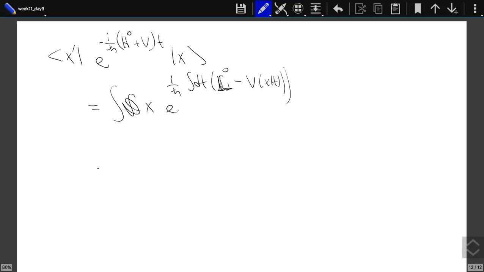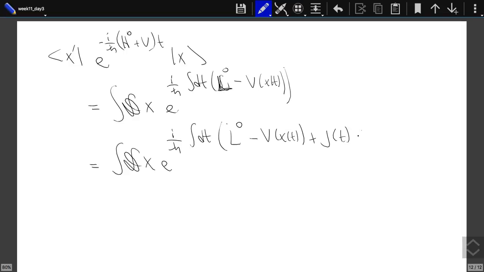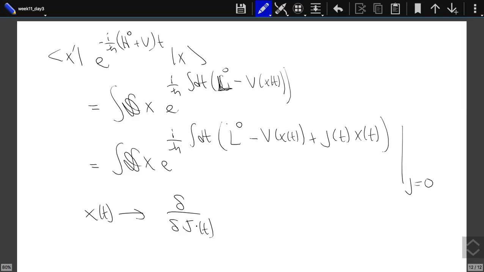Now let's say this will be equal to the integral dx e to the power i over h bar integral dt, L0 minus V of x of t. Let's add j of t, x of t. And in the end, we have to set j equal to 0. But if we have this j, any x of t we can replace by the functional derivative with respect to j of t. Well, we have the h bar over i.